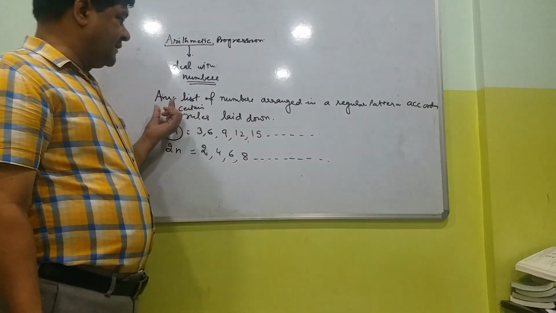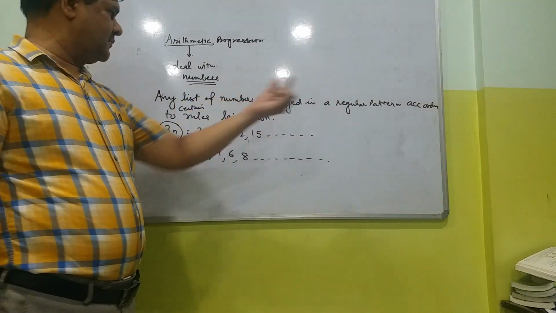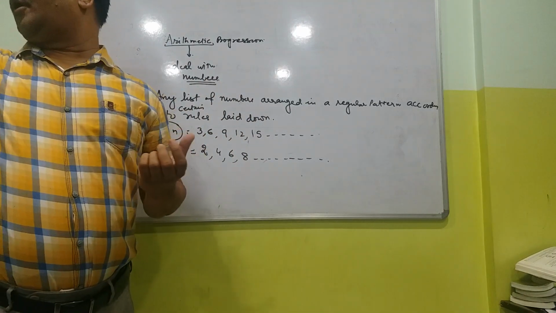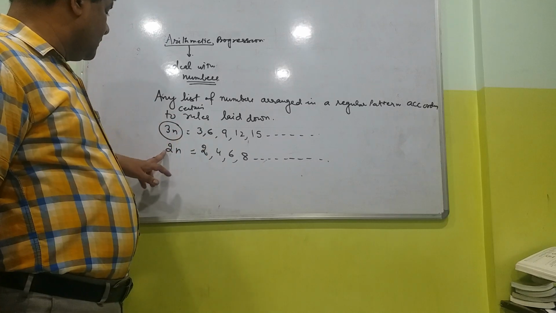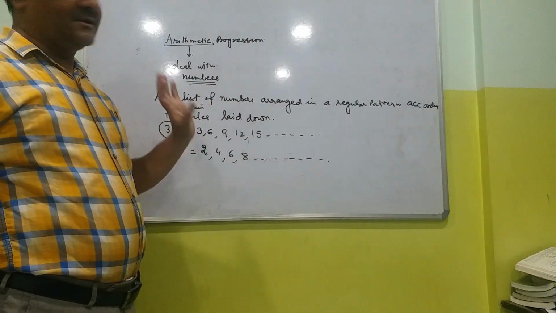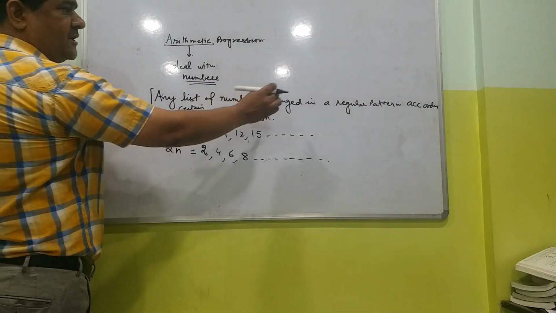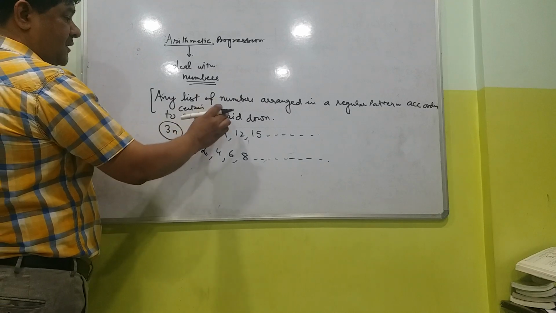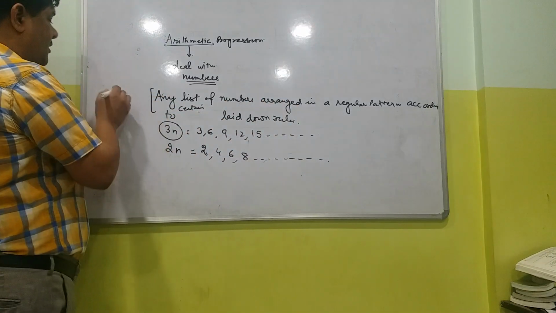So this type of list of numbers which are arranged in a regular pattern according to the rules laid down, right? According to the rules laid down, this sequence of numbers is arranged. So such a list of numbers which are arranged in a regular pattern according to certain laid down rules, लिख लो, is called a sequence.